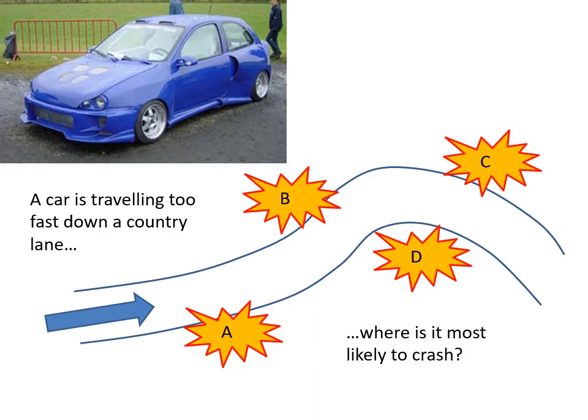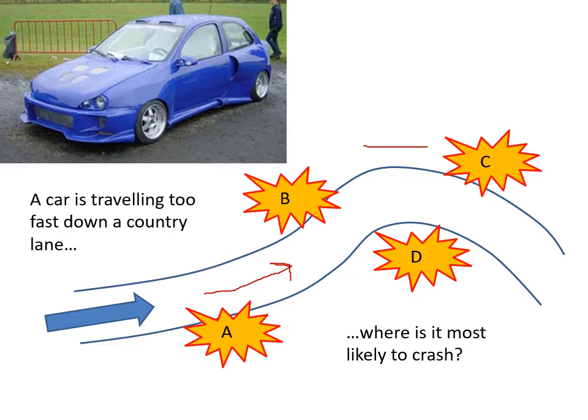So we're going to start off today's lesson by having a look at this scenario here. Imagine you are driving a car down a country road. If the road looks like this, so you've got a very sharp bend here, where do you reckon the car is most likely to crash? So the car is going to be traveling in this direction, as you can see by the arrow. Where do you reckon it's most likely to crash? Is it A, B, C, or D?